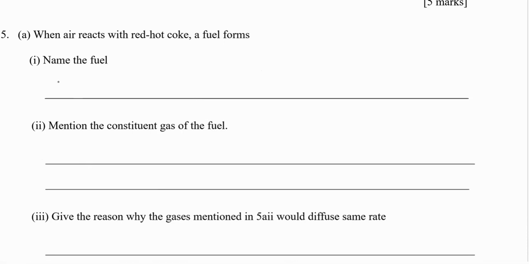So name the fuel. Okay. We know hot coke has to do with carbon content. Okay, so the fuel that will be formed here is called the producer gas. Okay, so the next question is, mention the constituent gas of the fuel. So one is carbon monoxide and the other is nitrogen molecule.